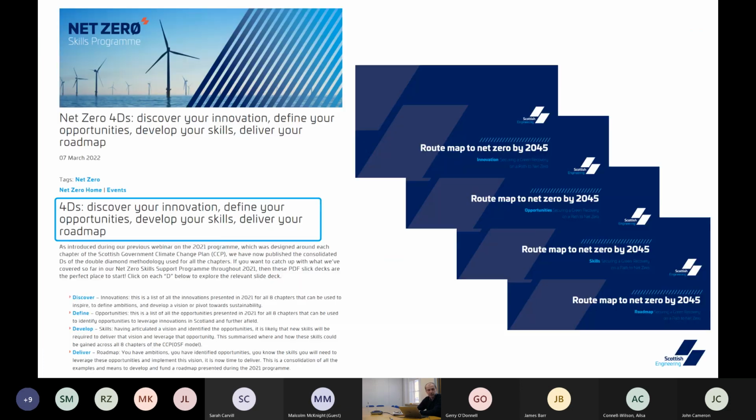What you'll also find, as I mentioned in the last webinar, is that we've consolidated last year's pillars: discovery, innovations and opportunities, define and develop, and scale and deliver the roadmap. Those are the 4 Ds, the methodology we used last year during our webinars, and you'll find all 4 consolidated and put together on the microsite.